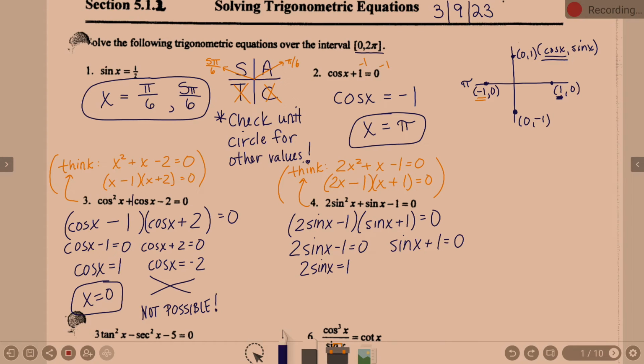2 sine x equals 1. What's this mean here? When does sine equal 1/2? When does sine x equal 1/2? Over here, it's going to be when does sine equal negative 1. Okay. So, here we go. When does sine equal 1/2? 5/6.